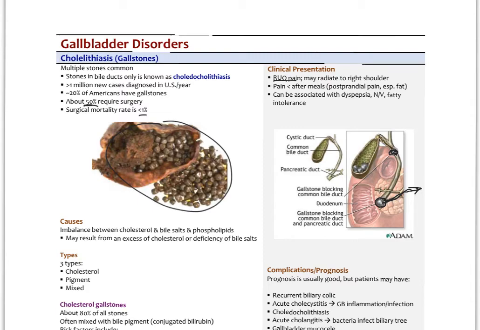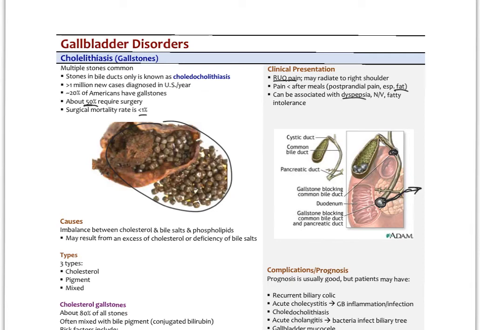Typically the pain, if there's going to be any, is going to be worse after meals, especially fatty meals. That's because you release cholecystokinin from the fat hitting the duodenal cells, and that tells the gallbladder to contract, and that's going to worsen the pain. It can also be associated with general dyspepsia, nausea, vomiting, or fat intolerance.